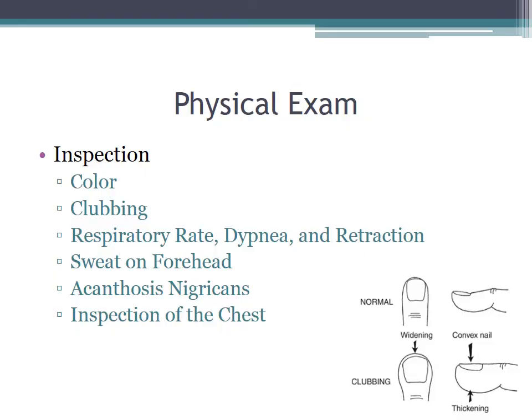Okay, let's unpack inspection a little bit more, and we'll start with color. The physician should note whether the child is cyanotic, pale, or jaundiced. In cases of cyanosis, the degree and distribution should be noted. For example, is it throughout the body, only on the lower or upper half of the body? Now, mild cyanosis is difficult to detect, and the arterial saturation is usually 85% or lower before cyanosis is detectable in patients with normal hemoglobin levels.